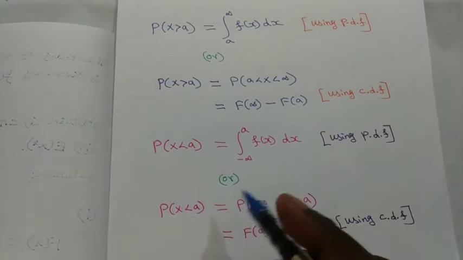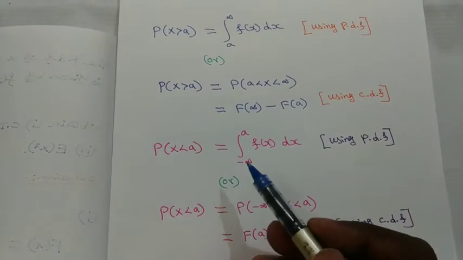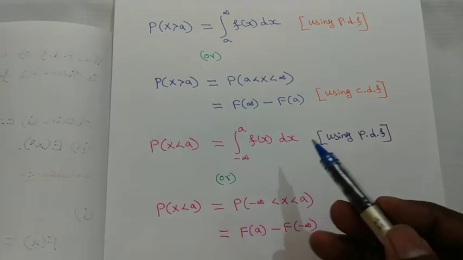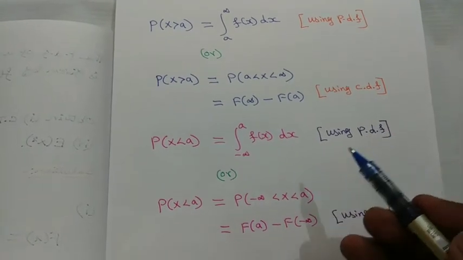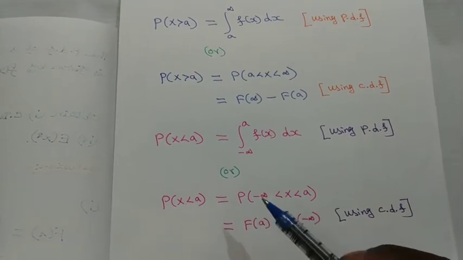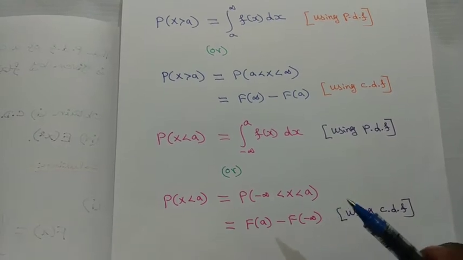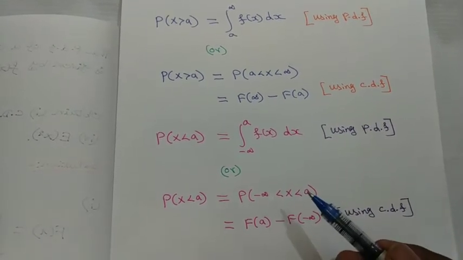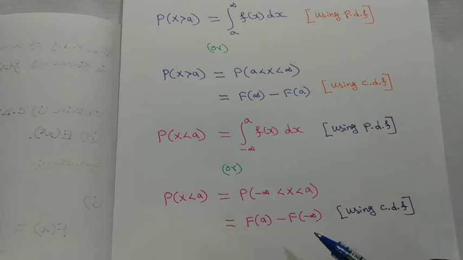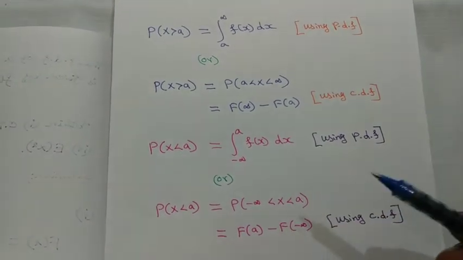Similarly, the third formula, P of x less than A using PDF is minus infinity to A f of x dx. For using CDF, P of x less than A can be written as capital F of A minus F of minus infinity. So these are all the formulas using both PDF and CDF.